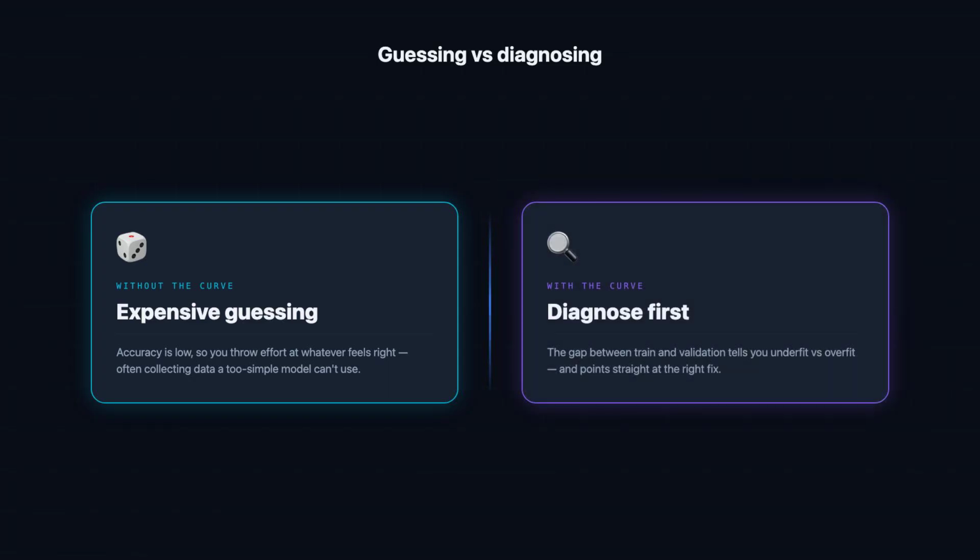With the learning curve, you diagnose the situation from the trends before spending anything. The gap between training and validation, plus whether the curves are still moving, tells you whether you are underfitting or overfitting, and the answer points you straight at the right fix instead of an expensive guess you might regret.